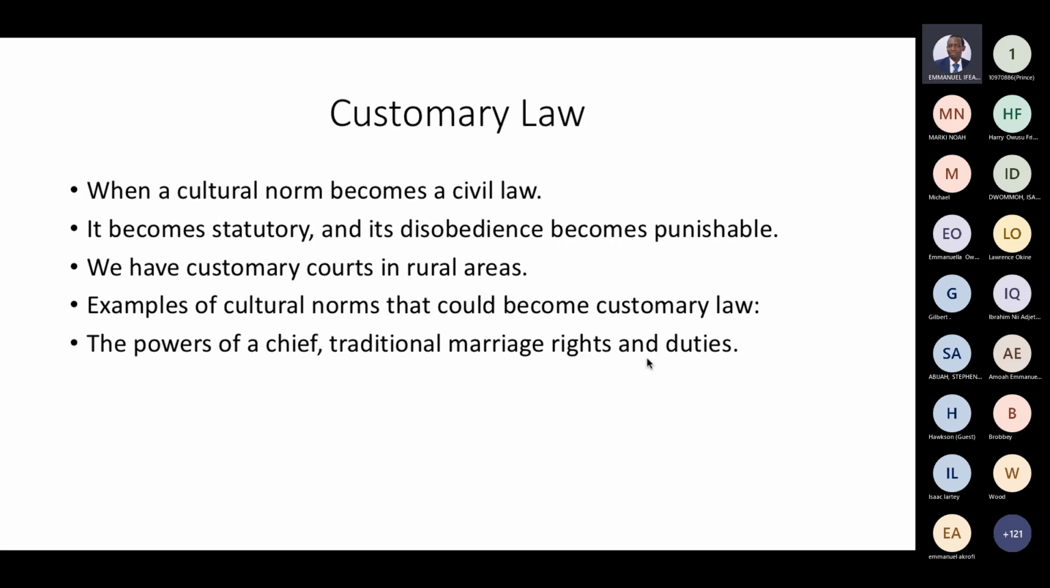Then we have customary law. When a cultural norm becomes a civil law. So if a cultural norm is transformed to a civil law, it becomes statutory, and its disobedience becomes punishable. So sometimes the government could convert some cultural norms into civil law in some villages, and then they would establish customary courts to try and punish people for violating such laws. Examples of cultural norms that could become customary law include the powers of a chief, traditional marriage rights and duties. So sometimes the government could convert some of such things into law, and then you could be punished for going against them.